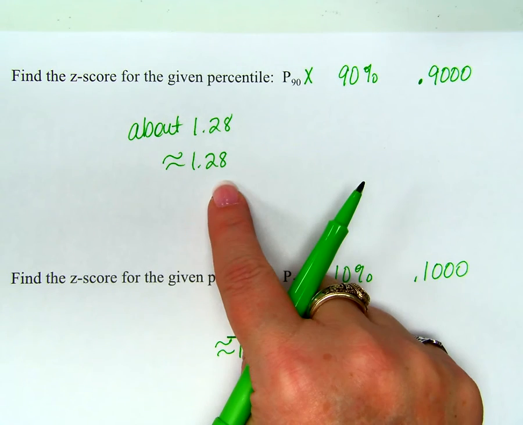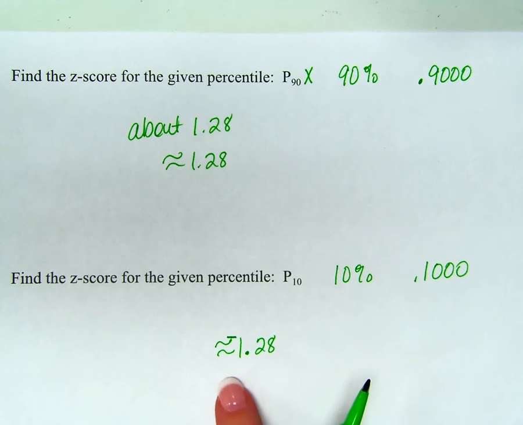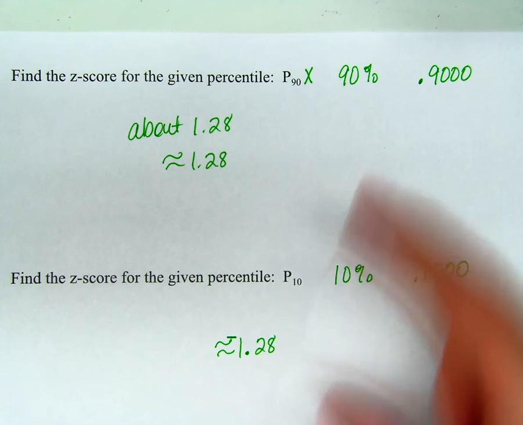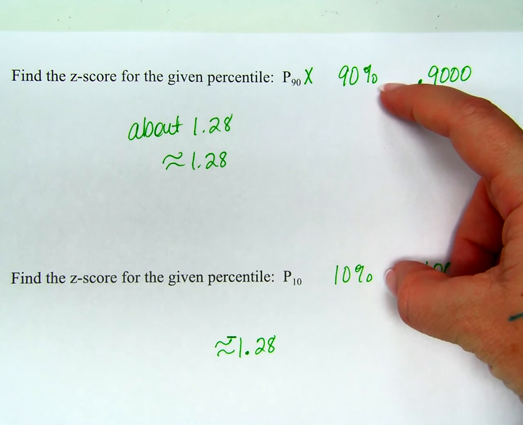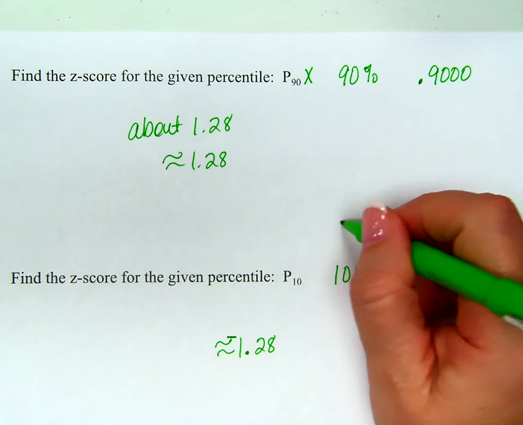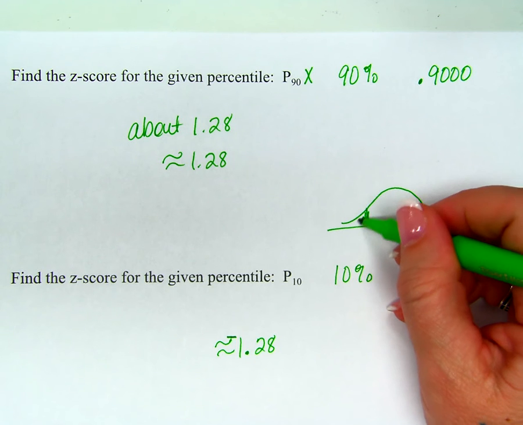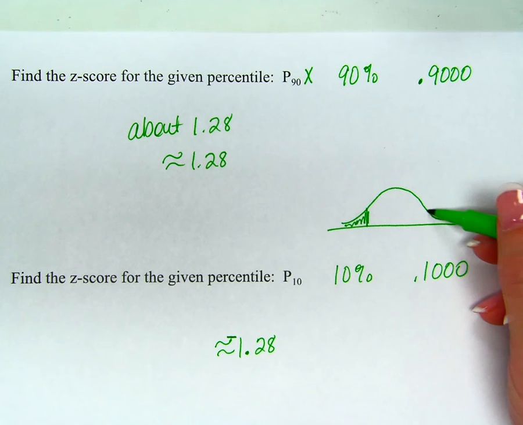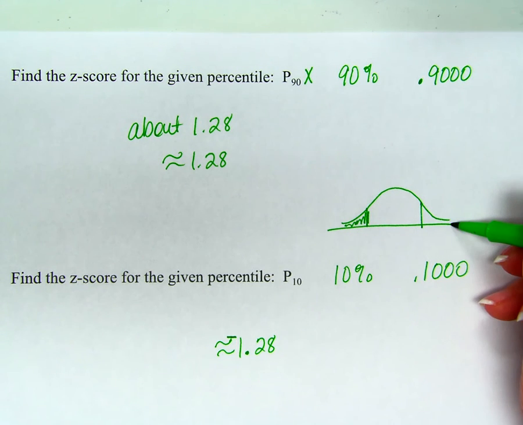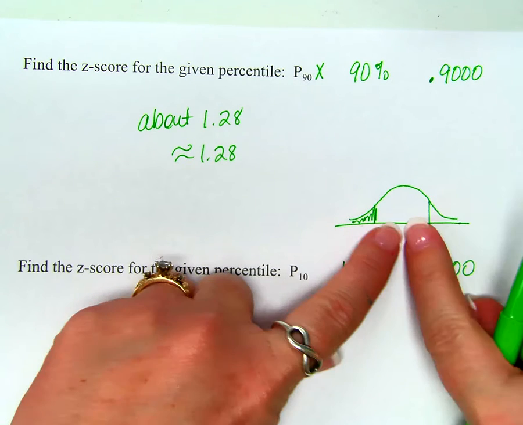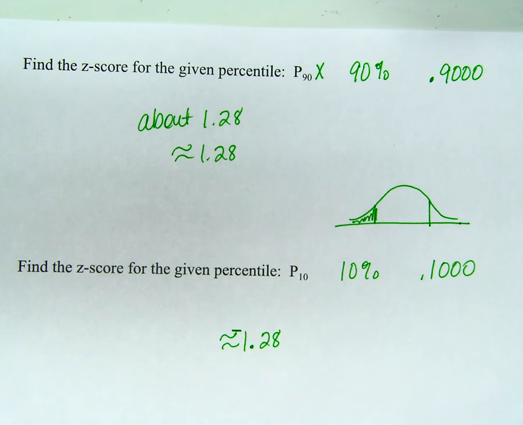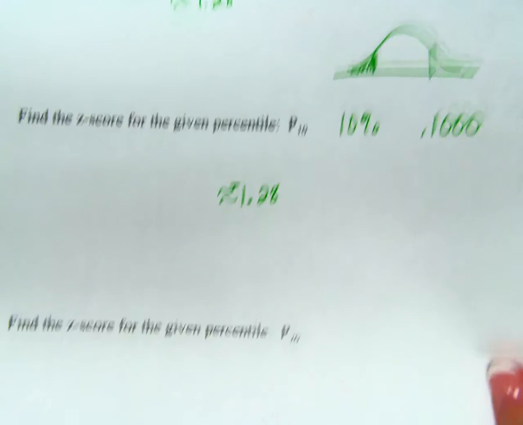So this is interesting to me. 90% was about 1.28. 10% was about negative 1.28. Are those related? Isn't that this much on this side? Isn't that this much on that side? So would it make sense that it's an equal distance away from the zero? One in the negative direction, one in the positive direction? Is that interesting to you, or is it just me? Yes? Okay, good. Now I don't feel so bad.